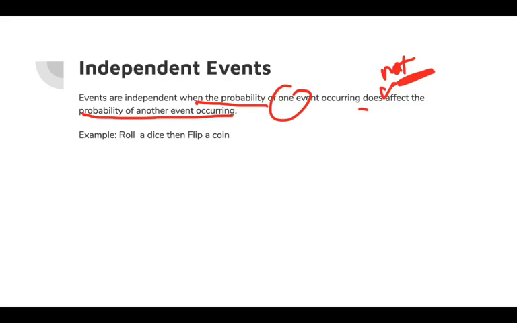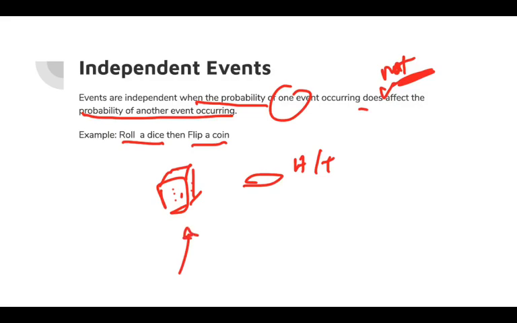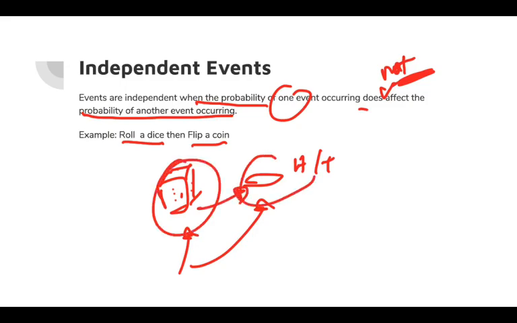An example of this is rolling a dice and flipping a coin at the same time. The number that comes up on the dice does not affect at all the outcome of heads or tails on the coin. So the dice roll and the coin toss are completely and totally independent. What happens here cannot change what happens on the coin.